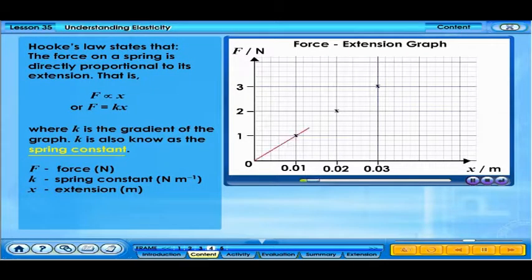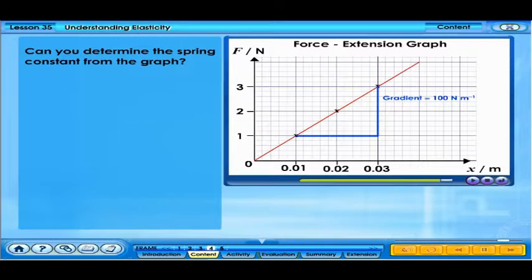We find that the graph is linear and passes through the origin. This indicates a direct relationship between force and extension for a spring. In other words, as extension gets bigger, force also gets proportionally bigger. The relationship is known as Hooke's law. The spring constant K is determined by the gradient of the graph. Can you determine the spring constant from the graph?